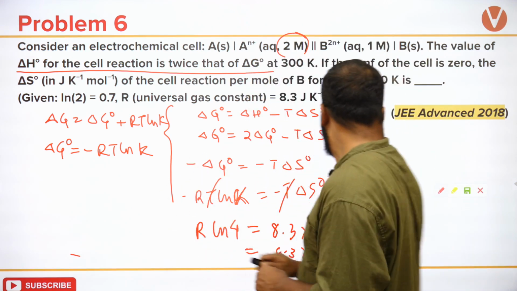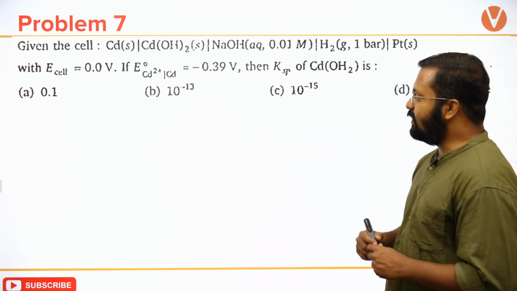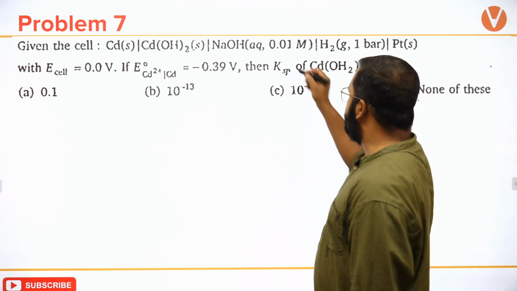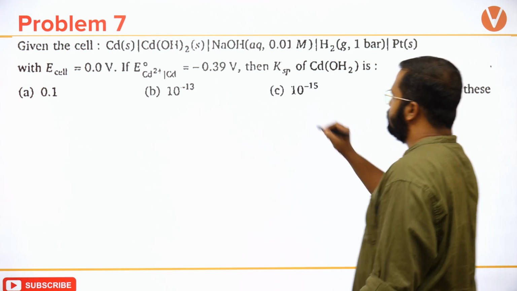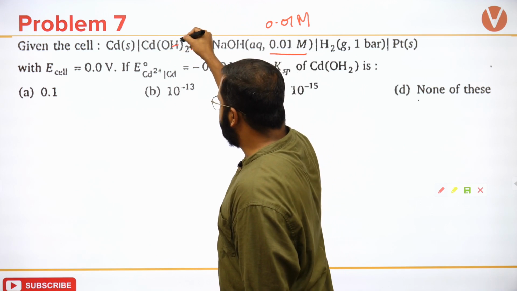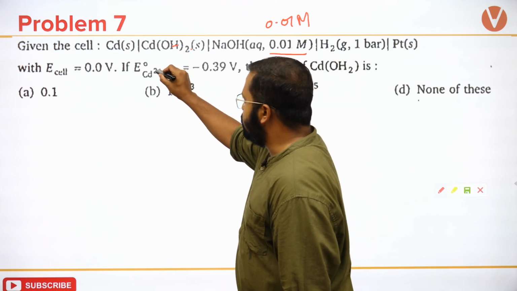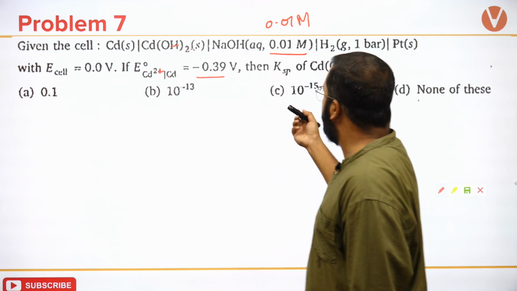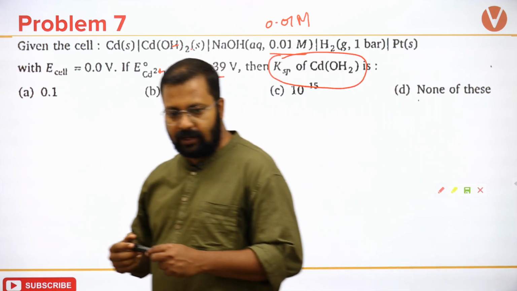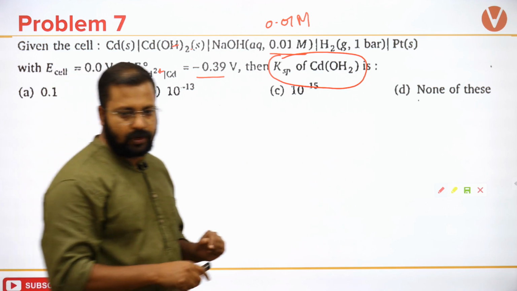Clear? So the next question is homework for you guys. You can see that the cell is cadmium changing to cadmium hydroxide, and NaOH concentration is 0.01 molar. This is 0.01 molar, and this is cadmium hydroxide, H2 1 bar. Cd2+ changing into Cd is minus 0.39. You have to calculate the solubility product of cadmium hydroxide. This is the homework question for you guys.